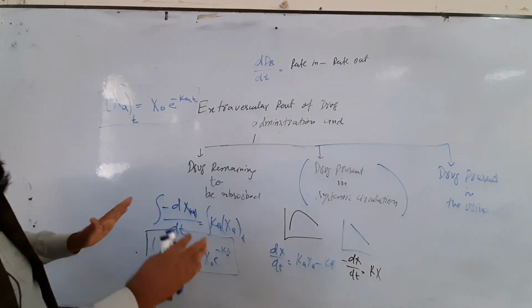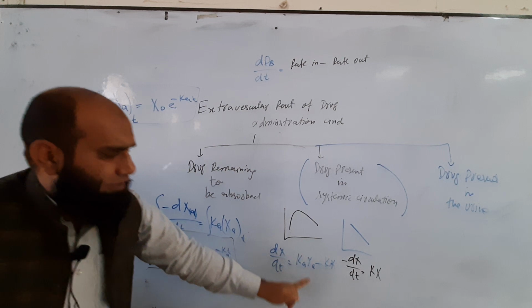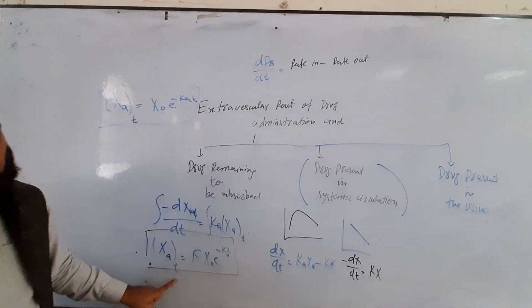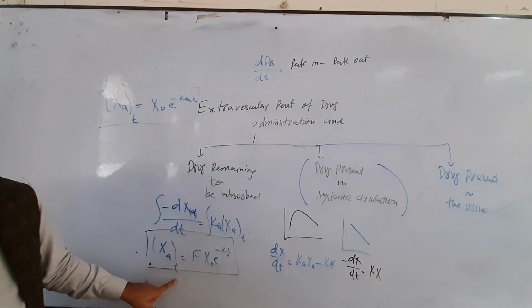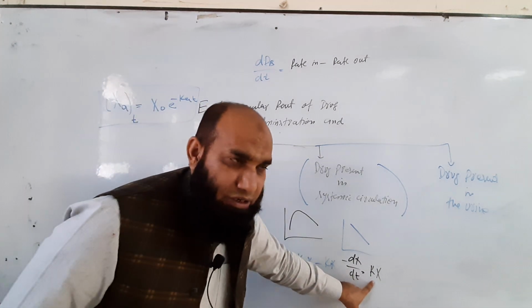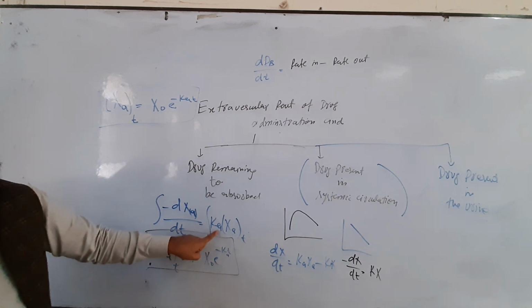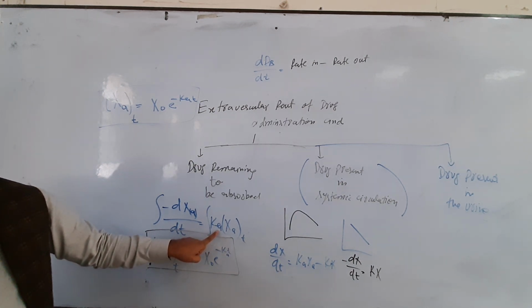Remember, to be very clear, when we are on one compartment model, we have the same equation just like this one, but there is a difference. What type of difference? Here we use the rate constant, that is K, elimination rate constant, and here we use the rate constant, that is Ka, that was absorption rate constant.